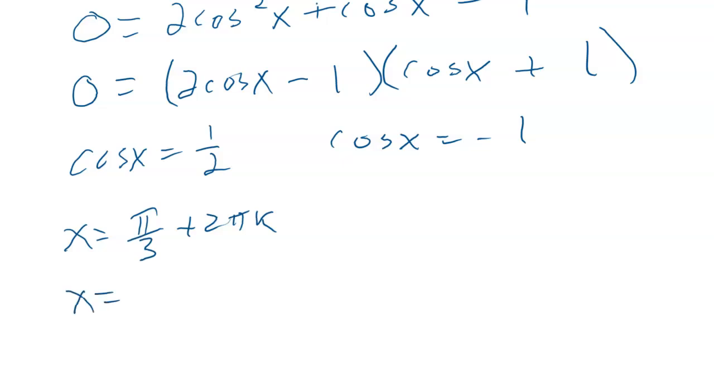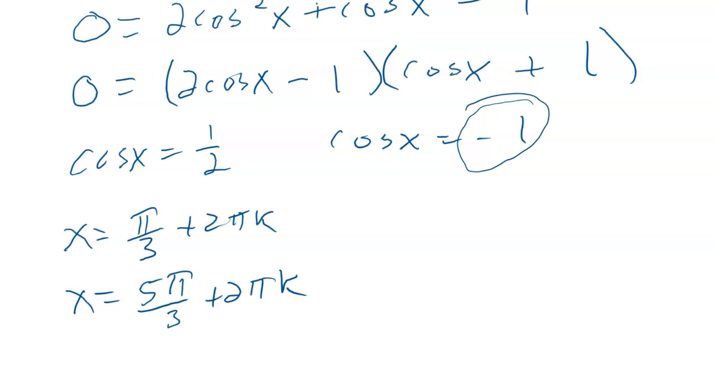And x is equal to the fourth quadrant, 5 pi over 3. Cosine's positive in the first and fourth quadrant. Cosine's negative in the second and third quadrant. When is cosine -1? Cosine is -1 at pi. When's the next time it's going to be? You add 2 pi. So this is going to be 2 pi k.